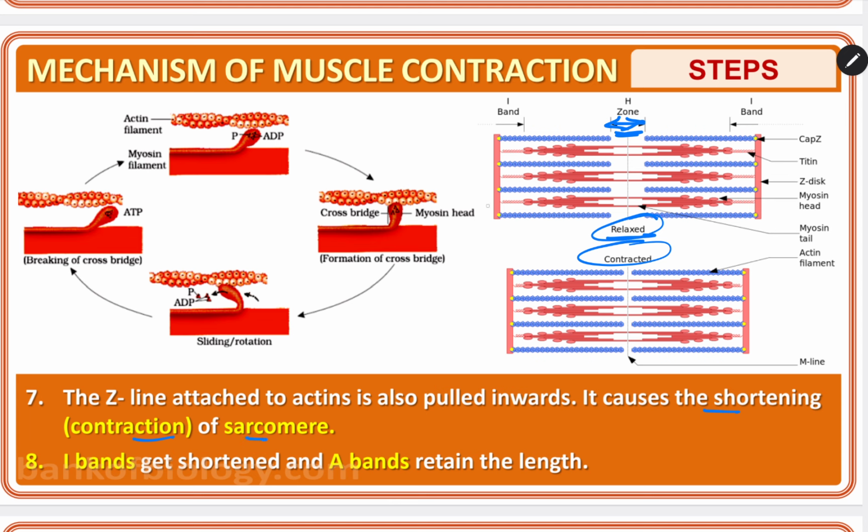The sarcomere is contracted. In the relaxed stage, you can see it takes this area, but during contraction, only this much area it takes. The I band gets shortened and the A band retains its length.